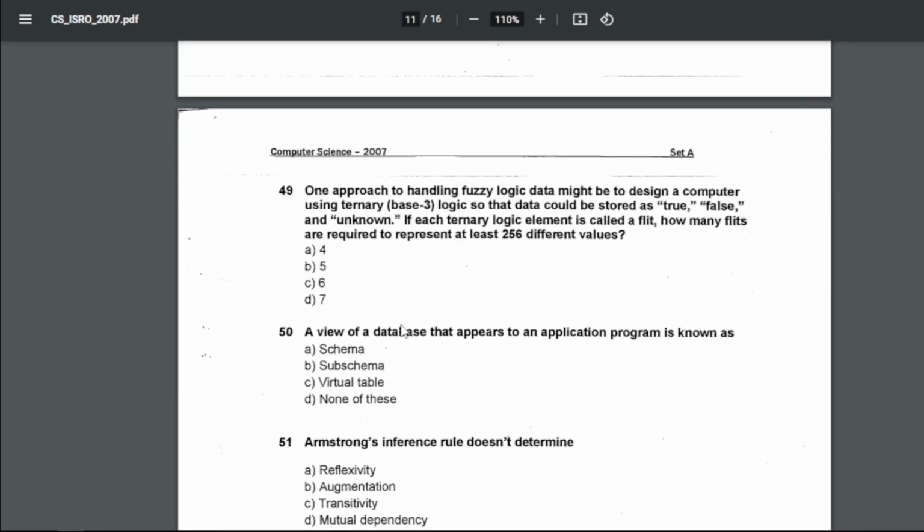50 is a view of a database that appears to an application program is known as what? So for this our answer will be B, that is subschema. So a view of database that appears to an application program is known as subschema, right?